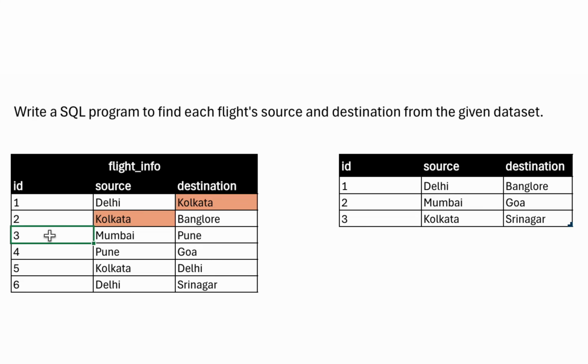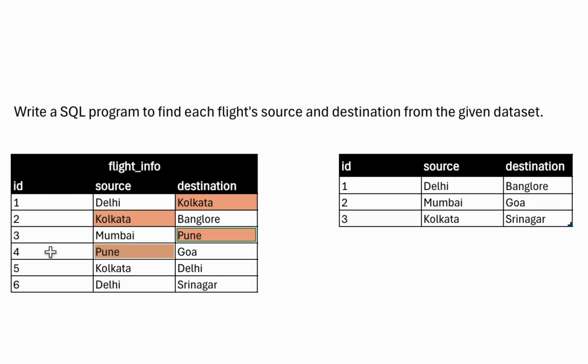Again, let's consider row number 3 and 4. In this, we have destination as Pune and the source as again Pune. So that is why we can consider these two rows. And we can say that this particular flight is going from Mumbai to Goa. So that is why we have this in our output.